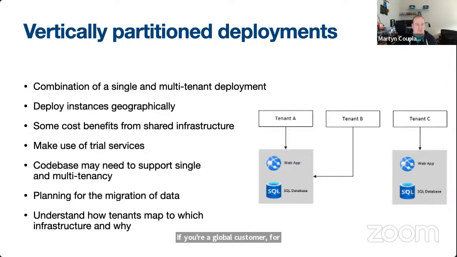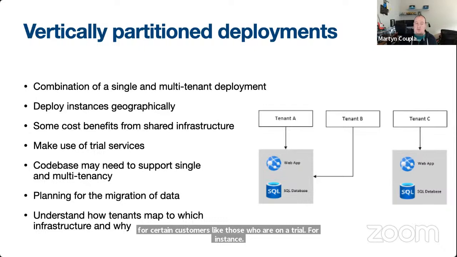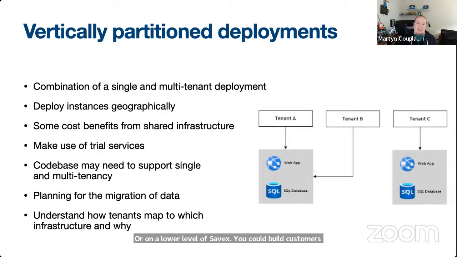Some of the benefits of doing this: you are still sharing infrastructure to a degree, so you can still gain some cost benefits of having shared resources. You can deploy cheaper resources for certain customers, like those who are on a trial, for instance, or on a lower level of service. You can bill customers at higher rates to be on single tenant deployments, like we've already said, and thereby recoup some of your costs. So this is where the cost side of it really comes in, depending on what you're giving people access to and the compute power they have access to based on the level of service they've signed up for. What does that infrastructure look like?